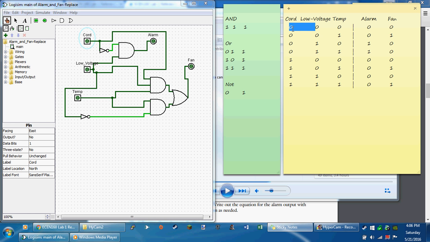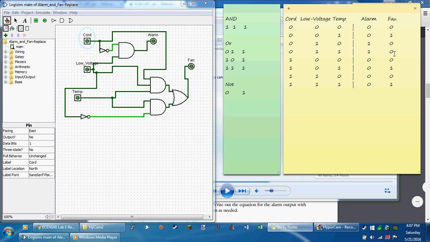So we can use this to change how our laptop behaves depending on the different conditions. First, let's say that the cord is not plugged in, that the laptop is low voltage, low battery, and that it's low temperature. Then nothing will happen. And there's no problems there really. Let's say the temperature is hot though. If that's the only input coming in, then the fan will turn on. If it's low voltage, the alarm will go off. If it's low voltage and it's a high temperature, then the alarm will also go off.